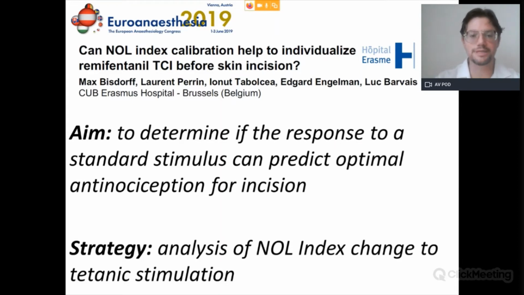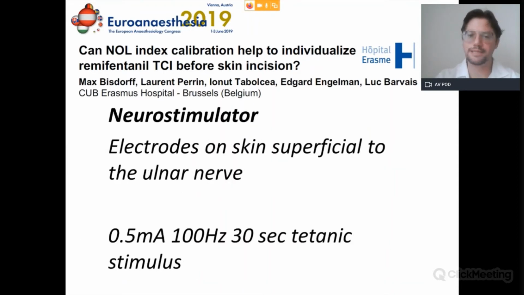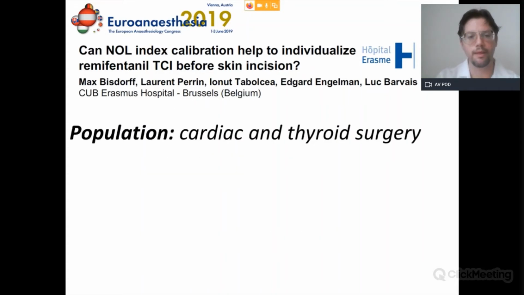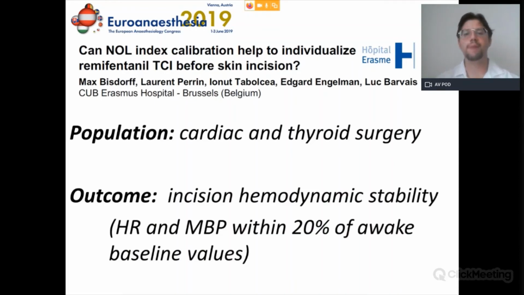And the strategy was simple. They analyzed the change in NOL index to tetanic stimulation. What they used was a simple neurostimulator, which applied a 0.5 milliamp, 100 hertz, 30-second tetanic stimulation. So a little longer than what we usually use, but still it's the same tool. And the population was cardiac and thyroid surgery, which allowed us to have a large range of remifentanil effect site concentrations at incision. And the outcome comes back again to personalization of autonomic tonus.